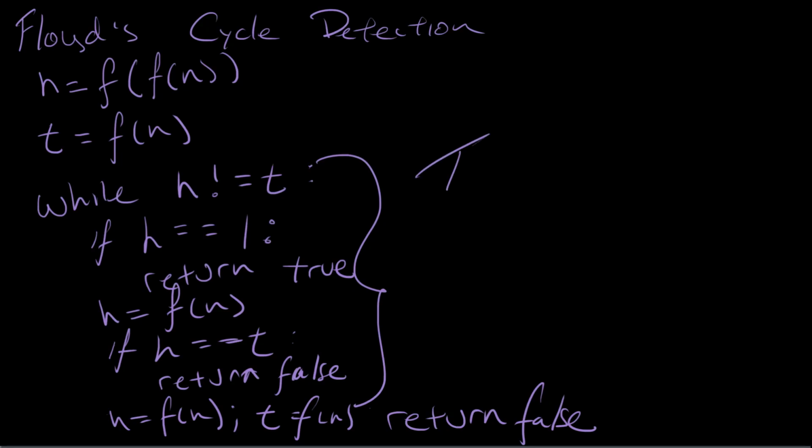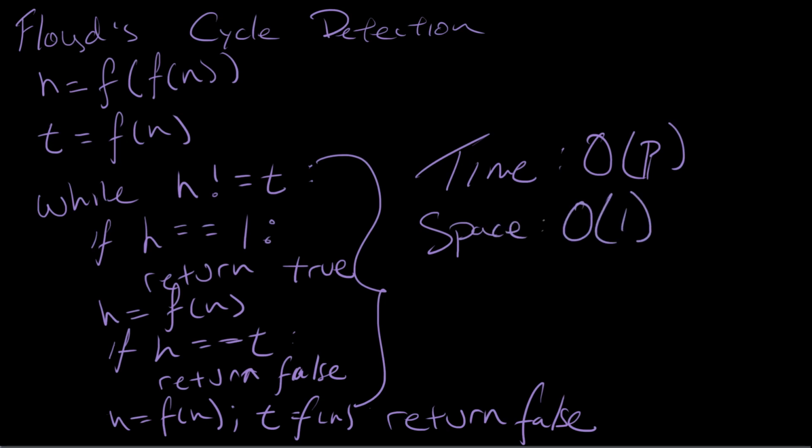Now this time complexity is still O of P. It grows linearly with the path length, and our space complexity is now O of 1. Because we only make extra space for the hare and tortoise, and they're just integers. They're just pointers.